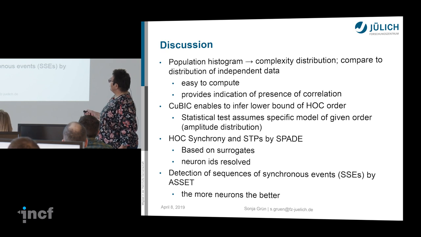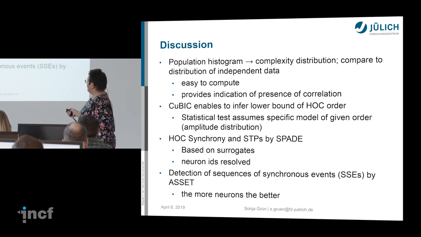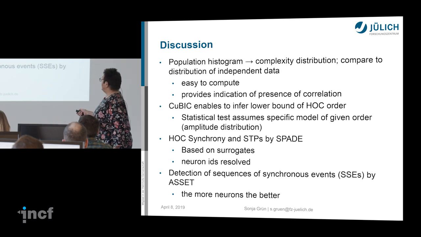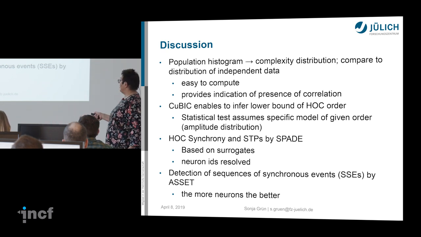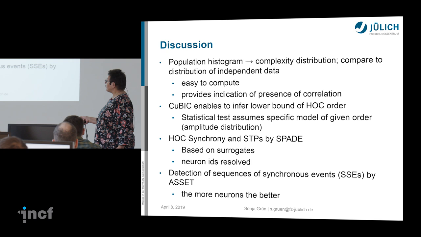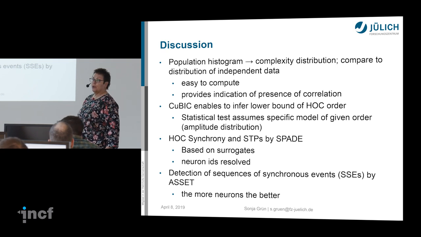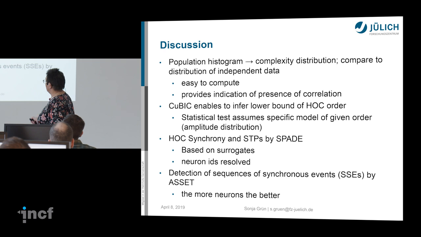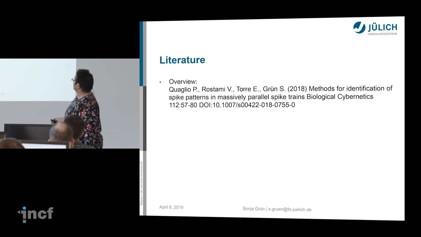Then I showed you the method SPADE, where we can detect higher order synchrony or spatiotemporal patterns. You have the neuron IDs resolved, which are in these patterns, and also their times of occurrence. And I hinted at the method for detection of sequences of synchronous events, ASSET, for which it holds that the more neurons you observe, the better the detection. And this is more or less what I wanted to tell you.